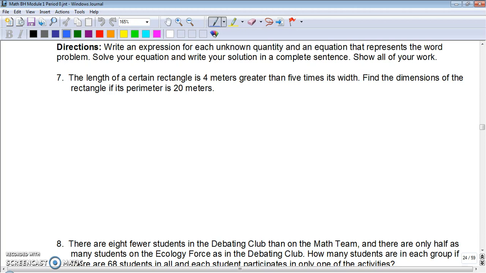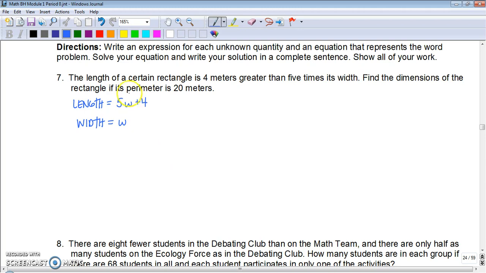The first one says the length of a rectangle is 4 meters greater than 5 times its width. Find the dimensions of the rectangle if the perimeter is 20. So the length and the width are my unknown quantities. The length is talked about in reference to the width, so we will have the width be the variable. It says the length is 4 meters greater than 5 times the width, so 4 plus 5w, or 5w plus 4.